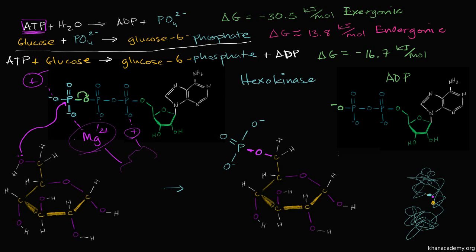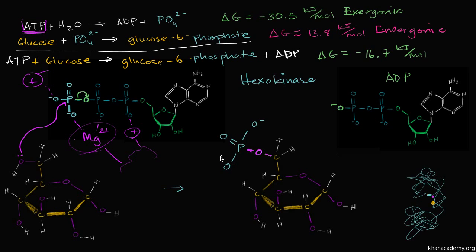And I know what you're thinking. We had this hydrogen right over here, so this hydrogen should still be right over here. And then another water molecule could come and nab the hydrogen proton, and so you're left once again with just the glucose 6-phosphate.